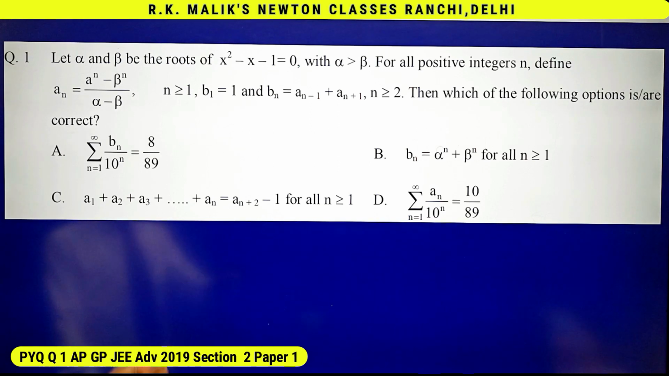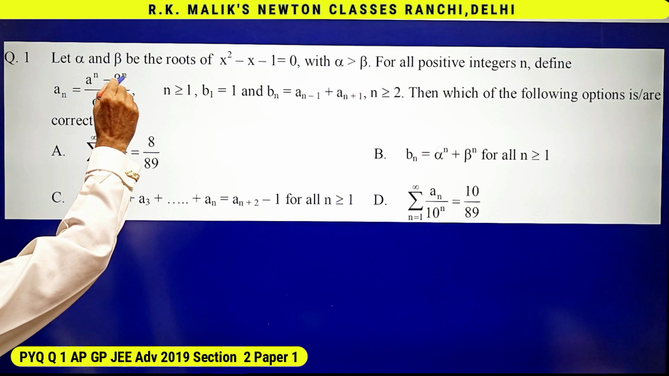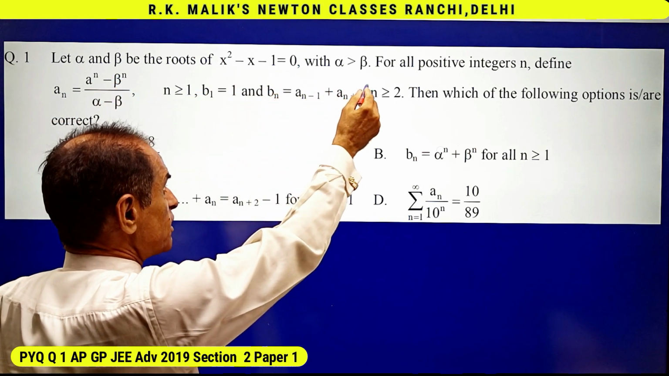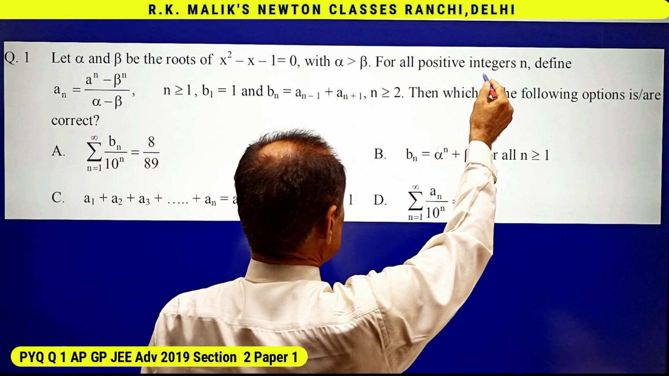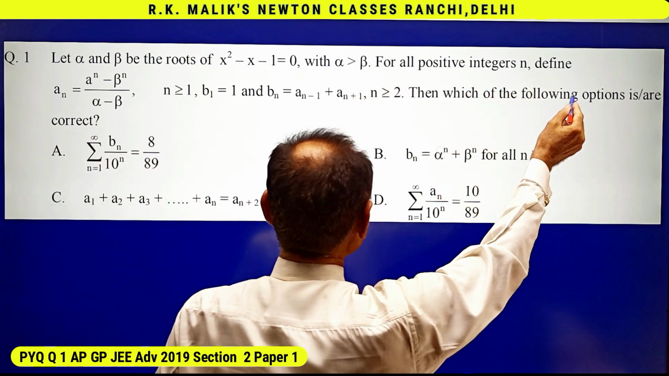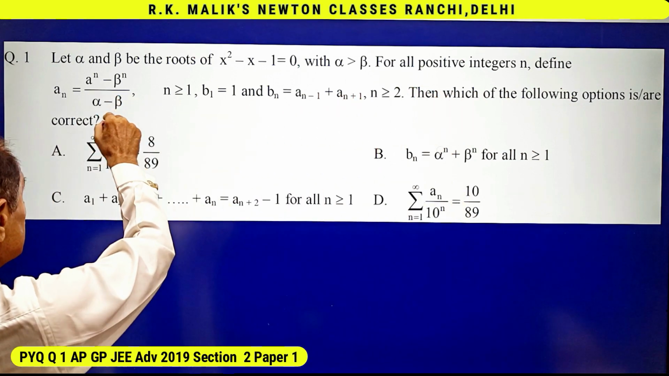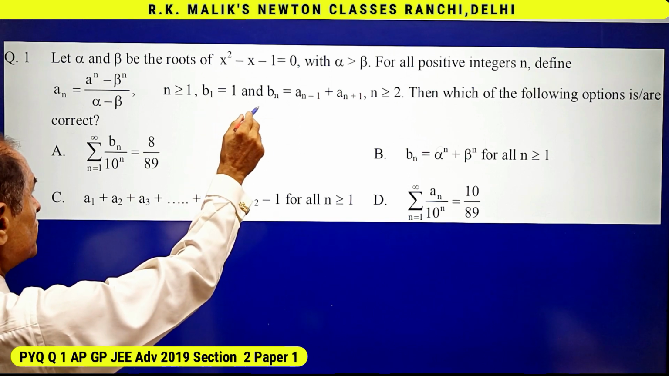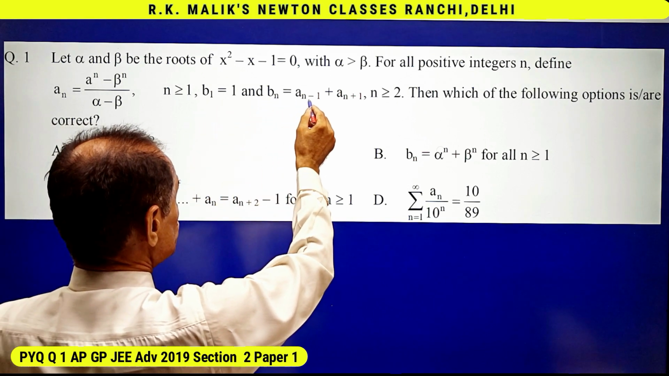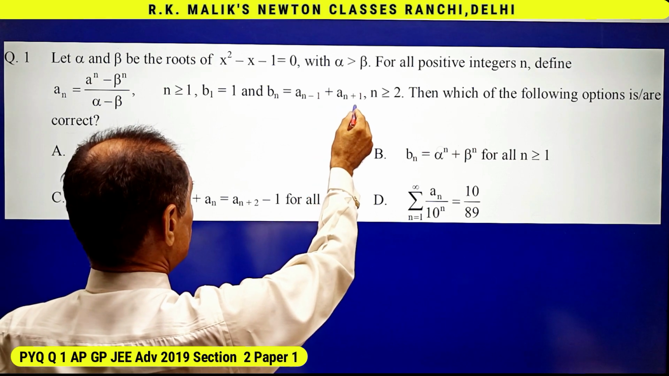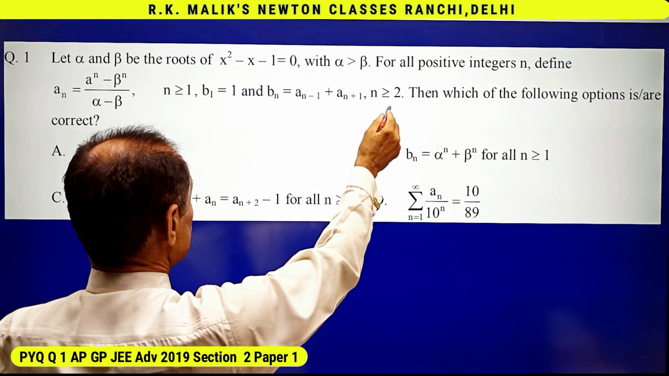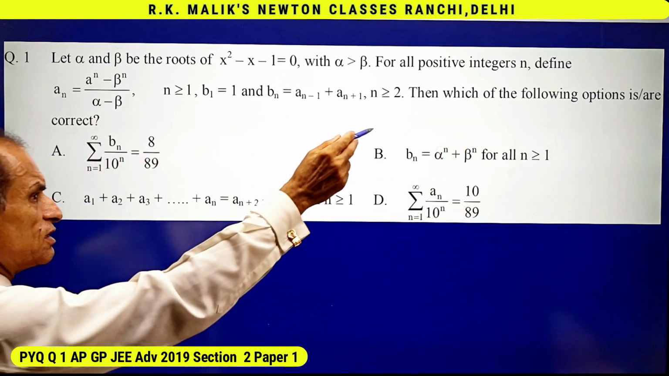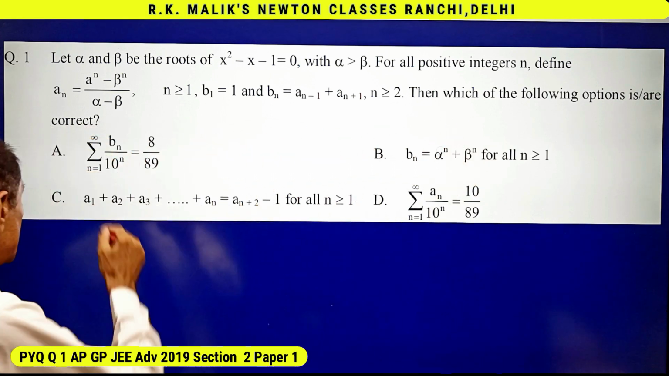In this question, it is given that let alpha and beta be the roots of this equation, where alpha is more than beta. For all positive integers n, define a_n as this, where n is greater than or equal to 1, b_1 equal to 1, and b_n is equal to a_(n-1) plus a_(n+1), where n is greater than or equal to 2. Then which of the following options is or are correct?